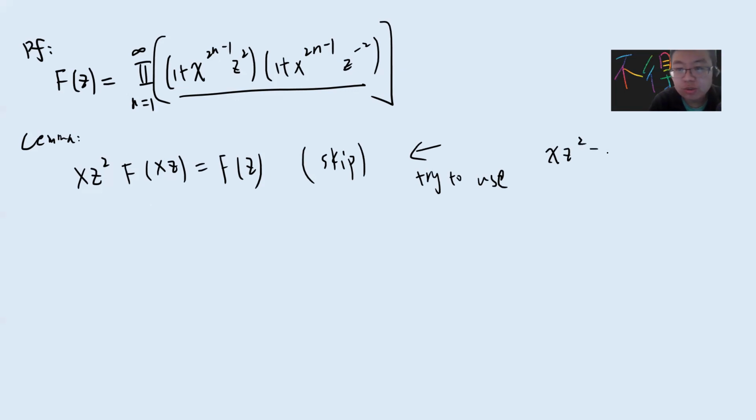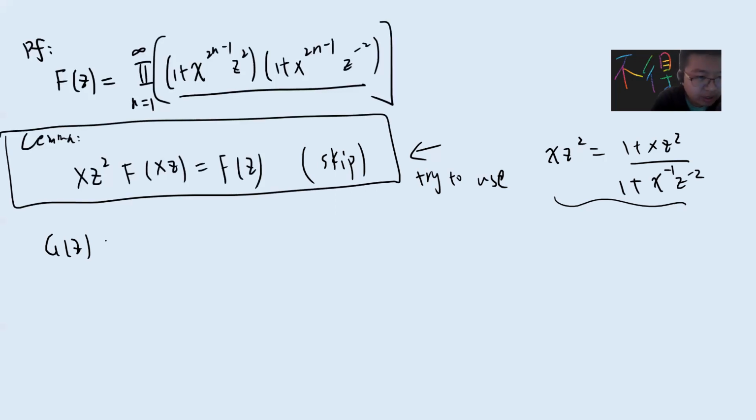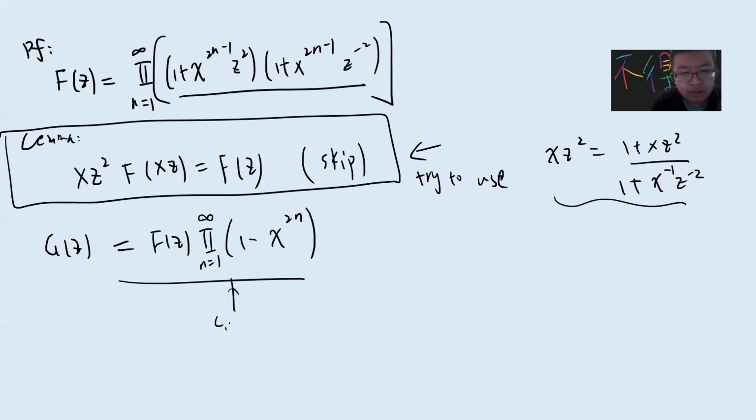This is very simple. You just try to use (xz)^2 equals (1 + xz^2) divided by (1 + x^-1 z^-2). Yeah, this is trivial. You can see that you times this, you get this. So this is trivial, and then you just write everything down. Trivial. Okay. So for the lemma, just this. Let g(z) be f(z) times the product over n from 1 to infinity of (1 - x^n). Oh, this is already the left hand side of the Jacobi triple identity.